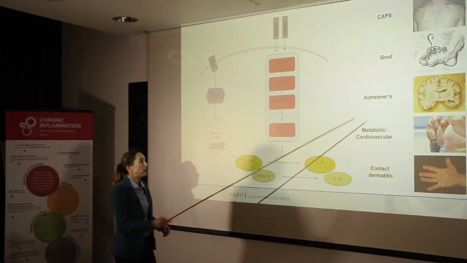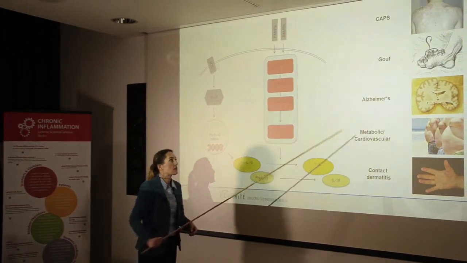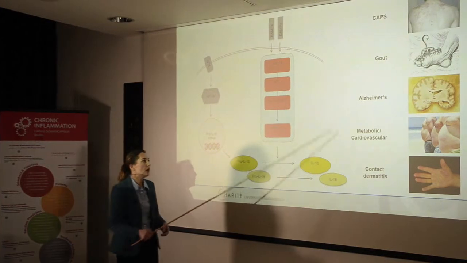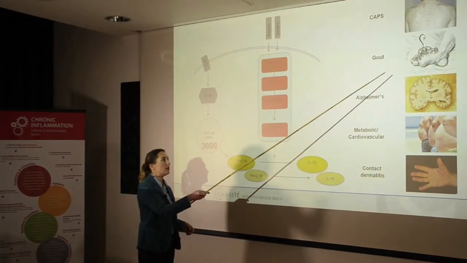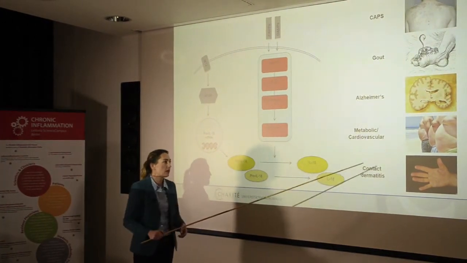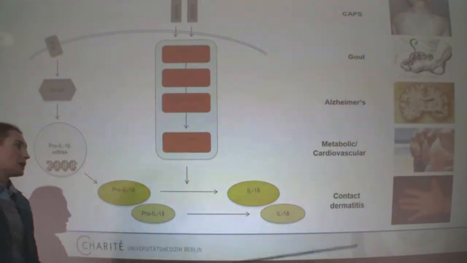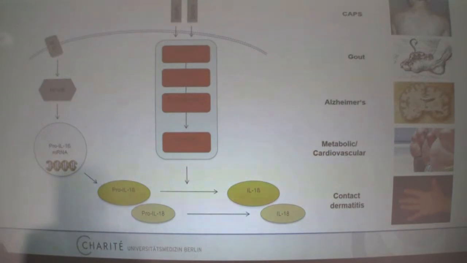Once for very rare diseases like CAPS, the cryopyrin-associated periodic fever syndrome, but we now know that also for very common diseases like gout, Alzheimer's, metabolic syndrome, but also very well-known dermatologic conditions like contact dermatitis, all of these are activated via the inflammasome. And the prototype IL-1 mediated disease is CAPS.